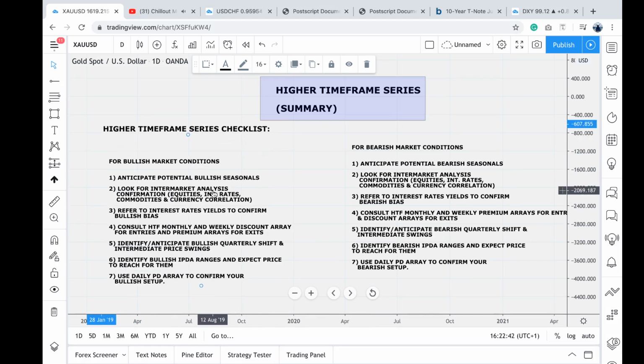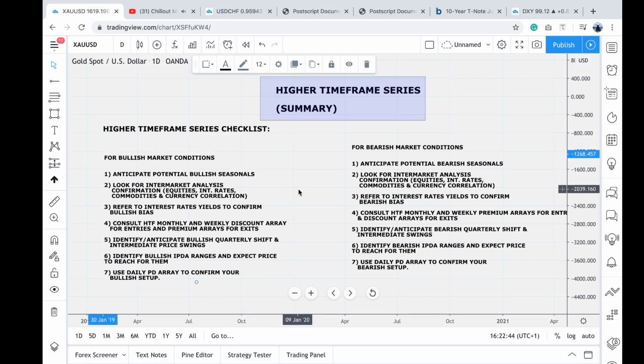For bullish market conditions, you first want to anticipate potential bullish signals. So you want to look at seasonal tendency. Is this a period, seasonally or historically, where this pair is most likely to move bullish? That is the question you have to ask yourself. Is this the period seasonally or historically where the base pair is most likely to move bullish and the quote pair is most likely to be bearish?